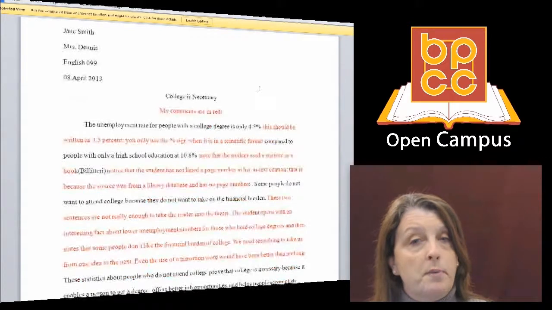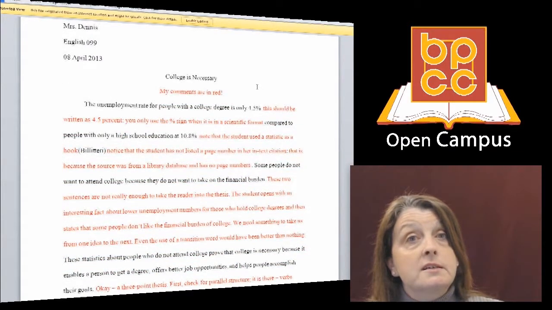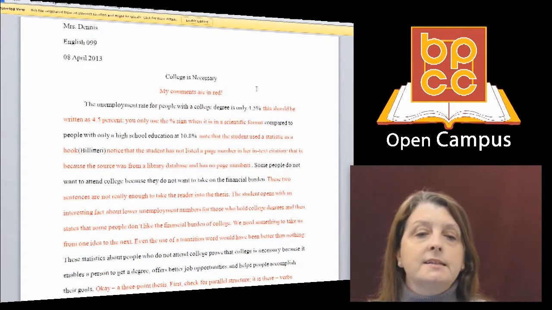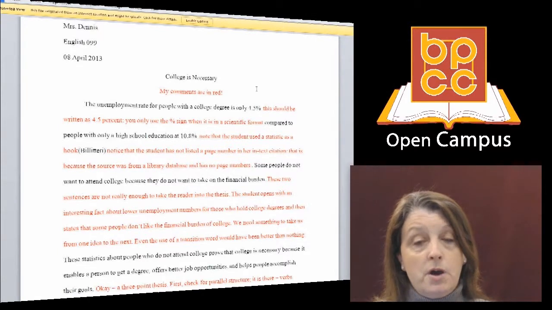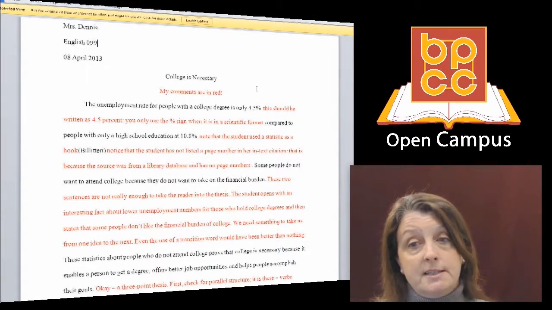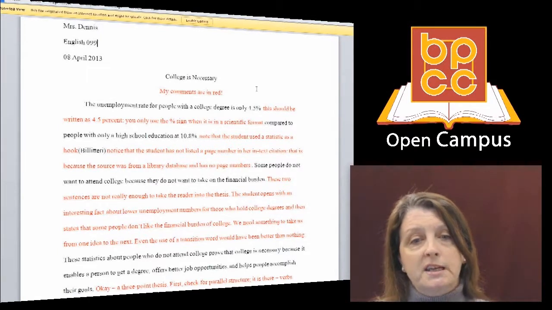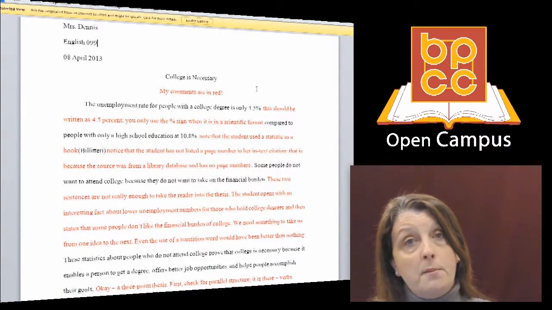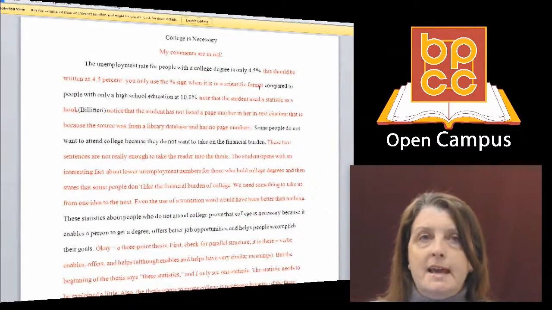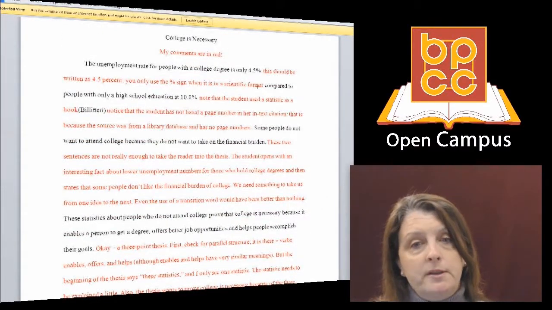Okay, I don't think so, based on the next sentence, which is her thesis statement. "These statistics about people who do not attend college prove that college is necessary because it enables a person to get a degree, offers better job opportunities, and helps people accomplish their goals." All right, let's take a look. First things first, a 3-point thesis.